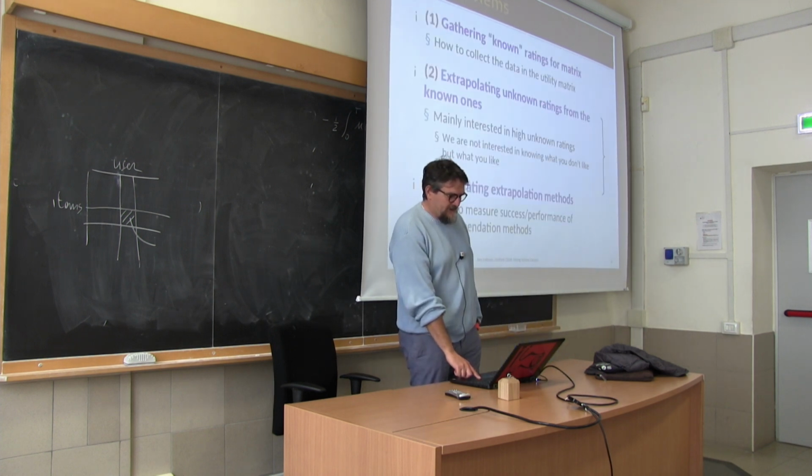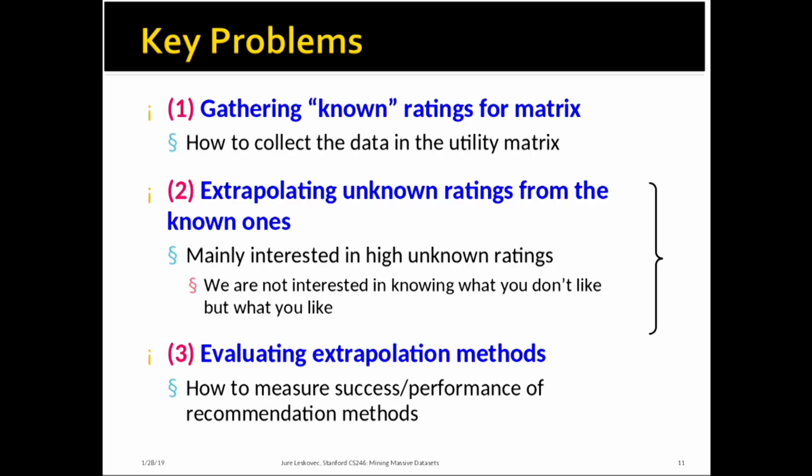Okay, so the key problems are basically three. The first one is how to collect the ratings from the users. So basically, even if this is a sparse matrix, we need some data in order to start, and so we need to collect the evaluation of at least some users.